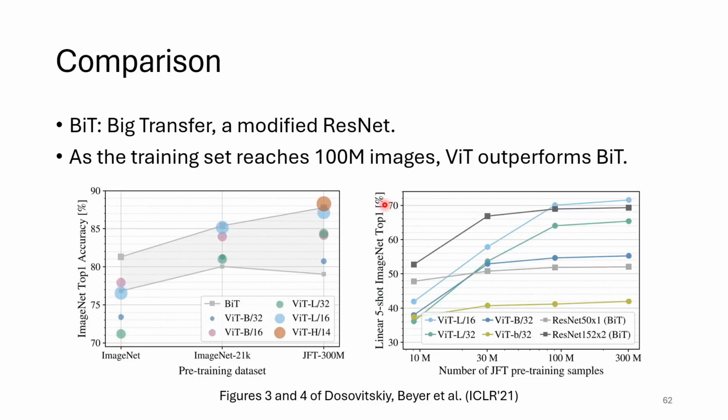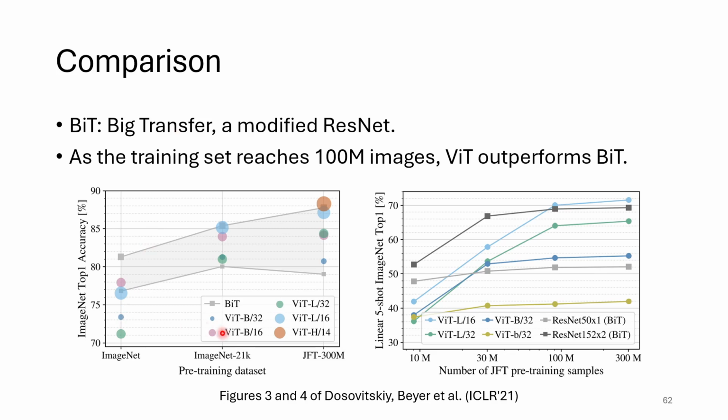Okay, the key issues here. Why is the vision transformer okay? Let me see their result first. The state-of-the-art convolutional network two or three years ago is BiT. It means Big Transfer. It's a modified ResNet architecture. So they compare the vision transformer with the BiT.